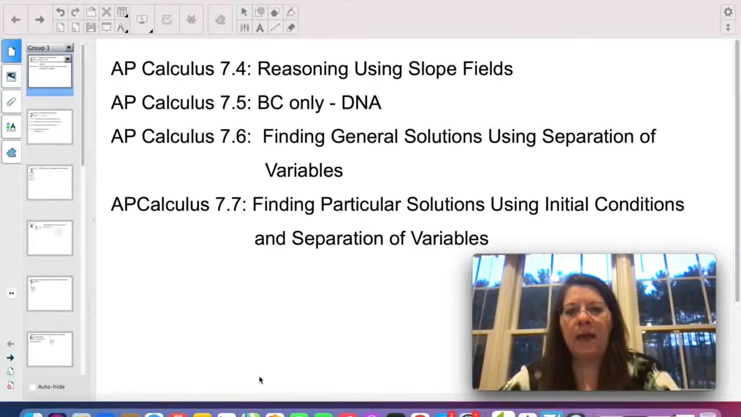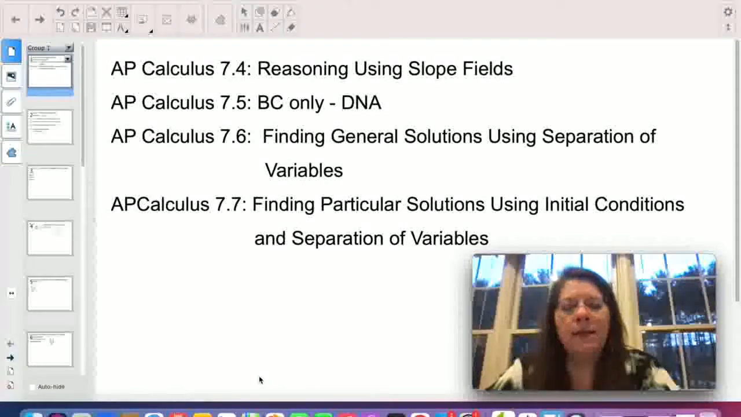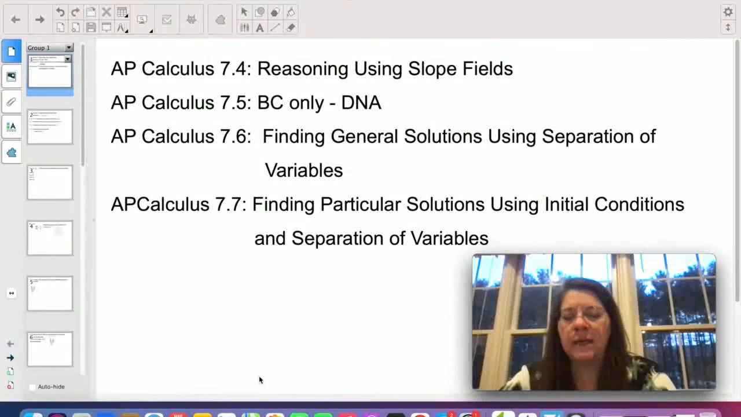This is AP Calculus 7.4, 7.5, 7.6, and 7.7. I'm doing all of these in the same section because they go so well together. One just leads right into the other. These are very important sections as far as preparing for the AP test.